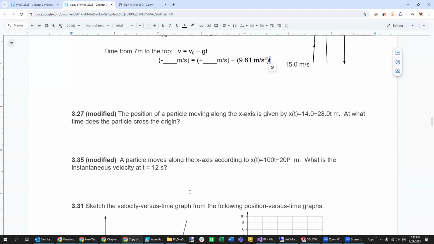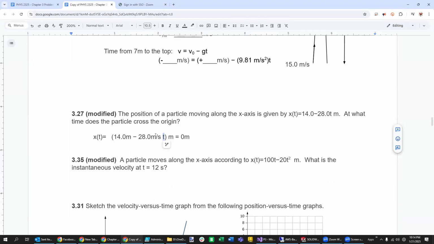Let's go down to the next one here. It looks like for this one we're asking what time it crosses the origin. It's basically saying at what time does all of this equal 0 meters? It's understood that all of this is in meters, which is somewhat problematic because this is in seconds. If we were to do it properly, and I'll do this in class as well, this is going to be 14 meters, and this constant right here has to be in meters per second, so that the seconds cancel out.